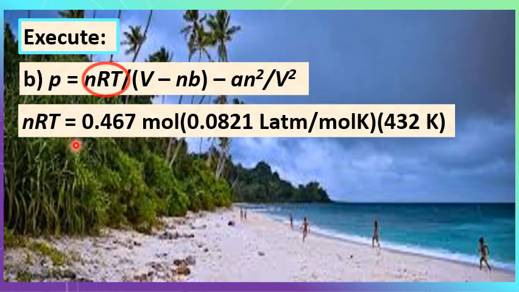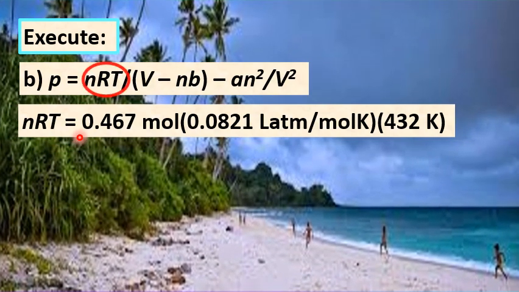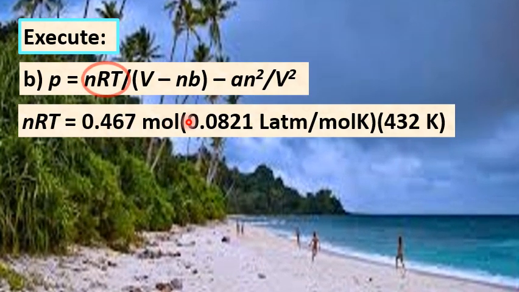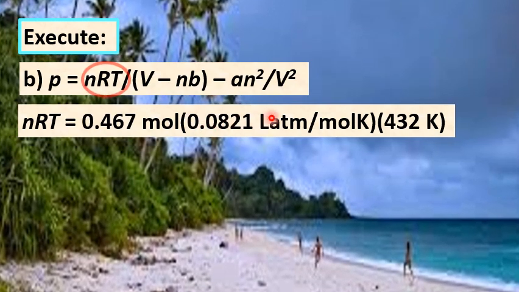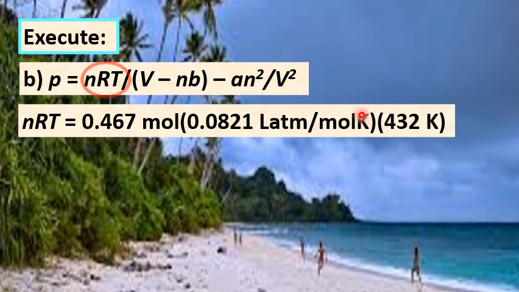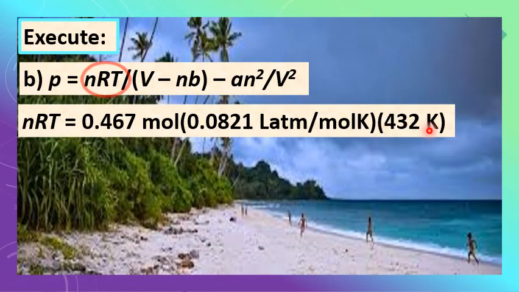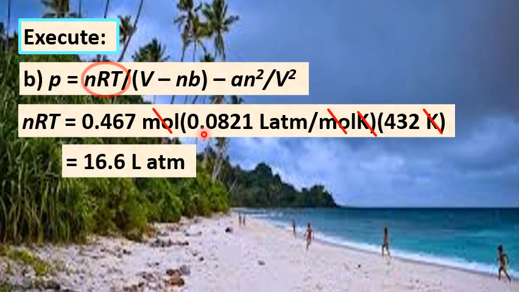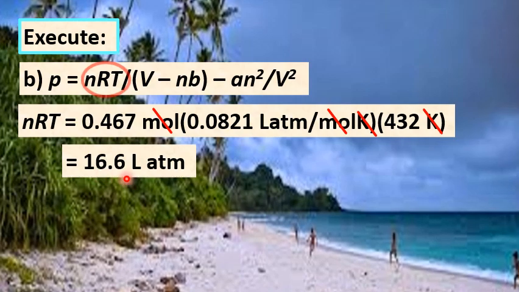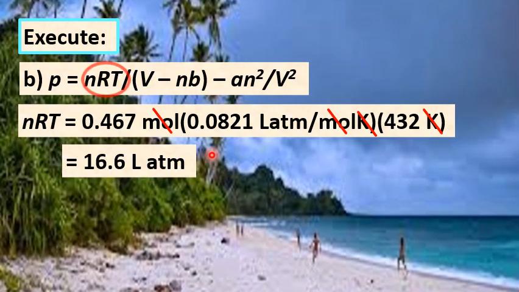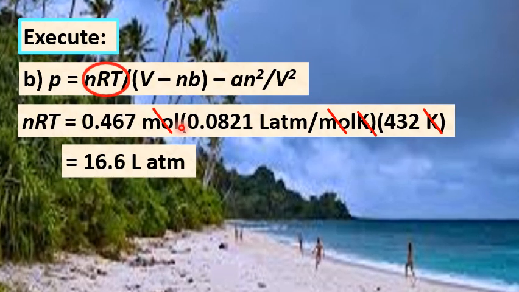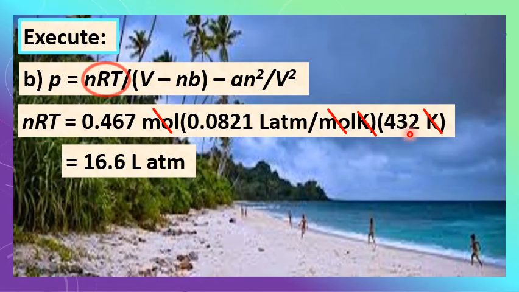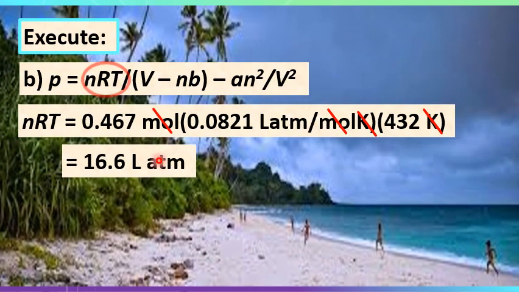So that means the number of moles of the gas, 0.467 moles, times the universal gas constant, 0.0821 liter atmosphere per mole Kelvin, and times the Kelvin temperature, 432 Kelvin. So again, doing our math, we will get that product nRT equals 16.6 liter atmosphere, right? Take note, the unit moles and Kelvin have already been cancelled. So we are only left with liter atmosphere.